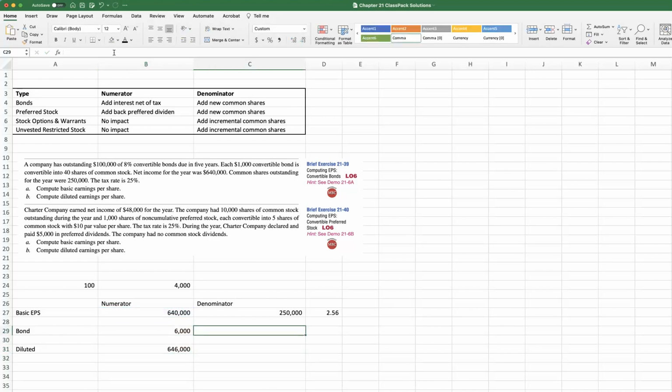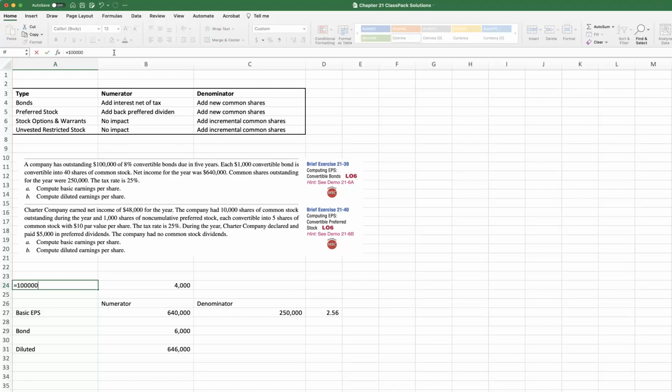Now on the denominator side, again, we've got to figure out how many shares we are issuing. And we did that above already. So remember, we said we have $100,000 in bonds. Let's do this again. $100,000 in bonds. Each bond is valued at $1,000, right? So when somebody holds a certificate, they're in $1,000 increments. So there's 100 certificates outstanding. It told us that we will give 40 shares of common stock for every one bond.